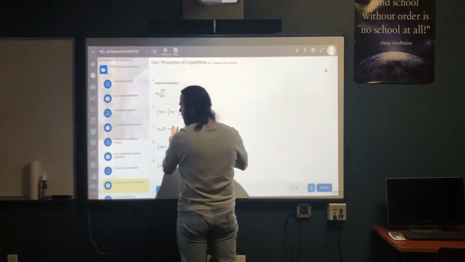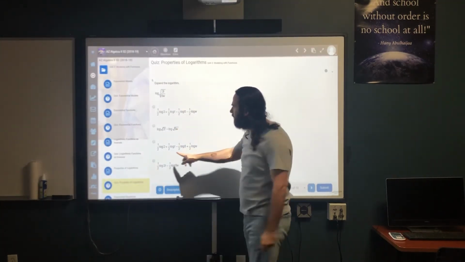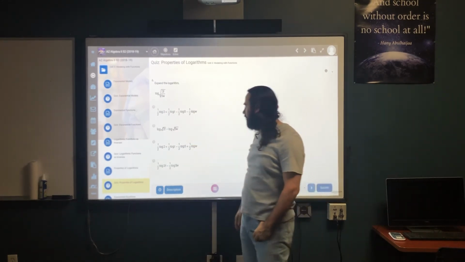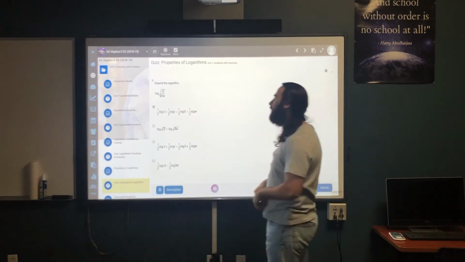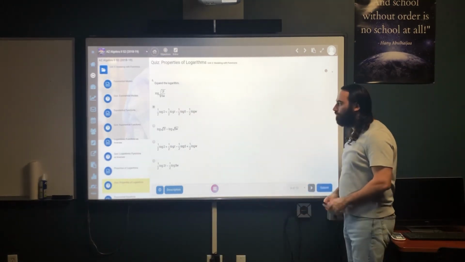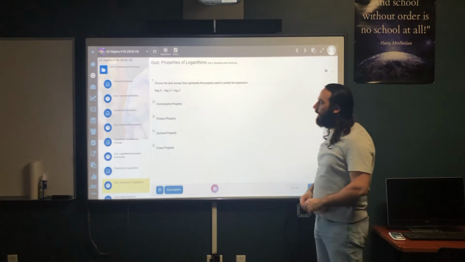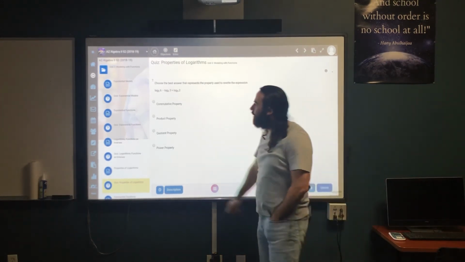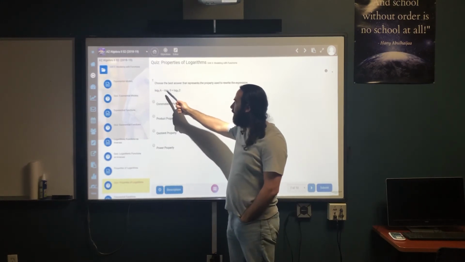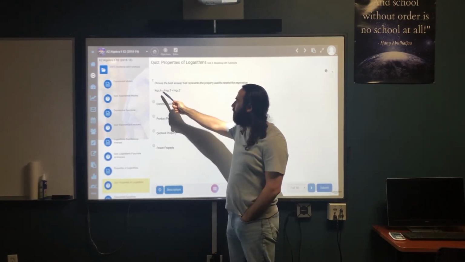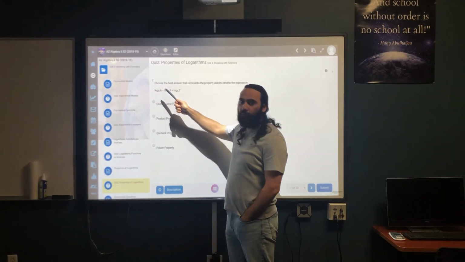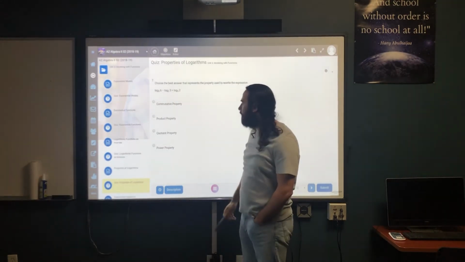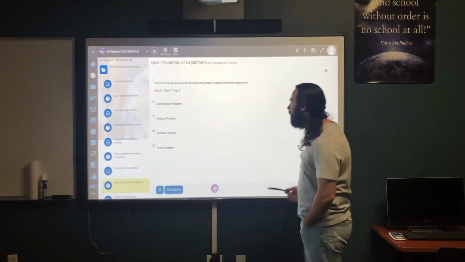So in this answer, as you can see, we have this one and this one, and I think it's this one because both of them are negative. Remember: choose the best answer that represents the property used to rewrite the expression. So it was from the negative, and we said that when we subtract logs, if we want to make it one log, we divide. Subtraction to division. So in this case, it will be the quotient property.